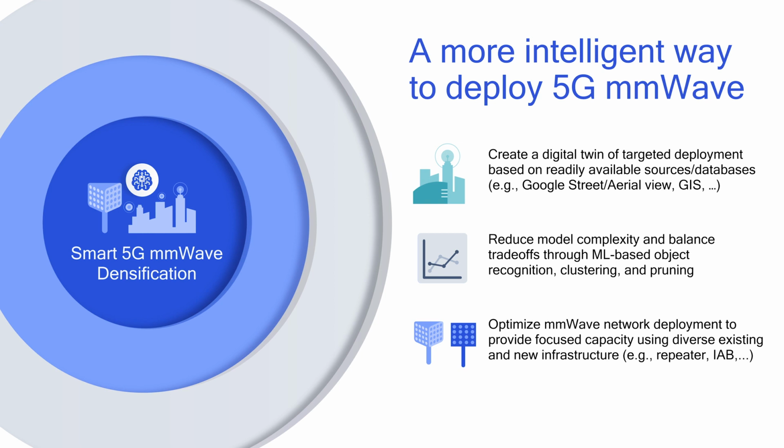The first is creating a digital twin of our targeted deployment based on readily available databases such as Google Street View. Then, we simplify our digital model and balance design trade-offs using machine learning-based object recognition, clustering, and pruning. Last, we evaluate the different millimeter wave infrastructure options that can be used to arrive at the most optimal design utilizing all the network node types available to an operator.